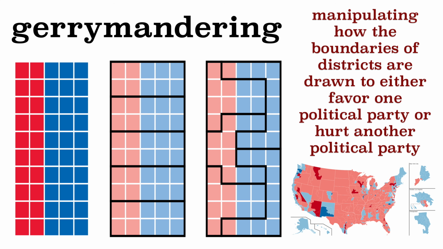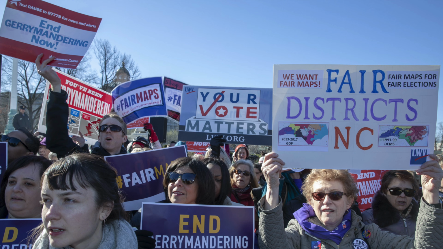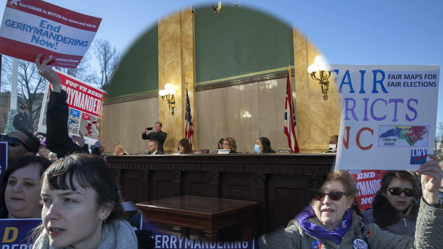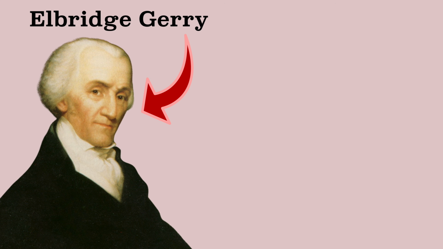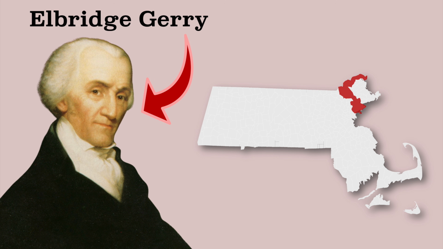Gerrymandering means manipulating how the boundaries of districts are drawn to either favor one political party or hurt another political party. Even though most Americans now oppose the practice, it's now arguably worse than ever. It was named after a dude named Elbridge Gerry. I know his name is pronounced differently, who as governor signed the bill that approved a weirdly shaped district that benefited his political party in the state of Massachusetts.